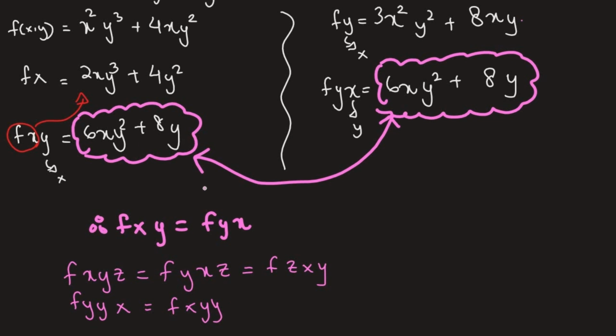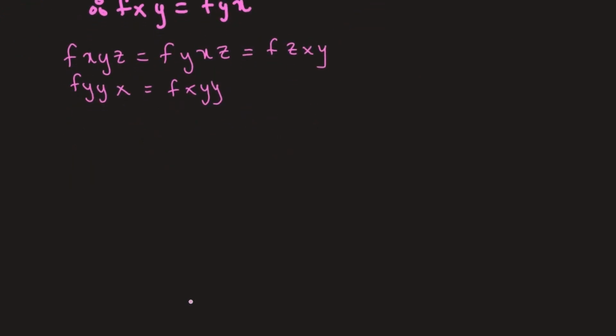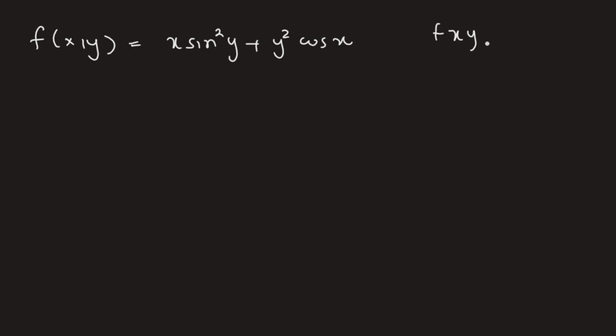So I hope you got this, and let's do a problem on this so that it's clear that it's going to give the exact same thing. Let's do this problem then. Given a function f of x, y equals x sine squared of y plus y squared cosine of x, if you're asked to find f of x, y and f of y, x, what are you going to do?